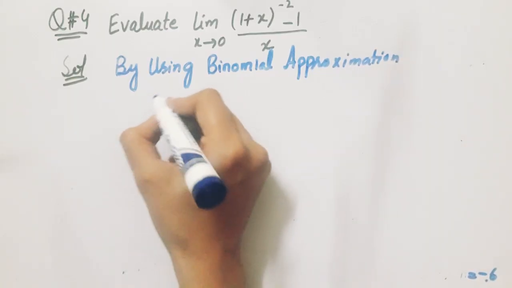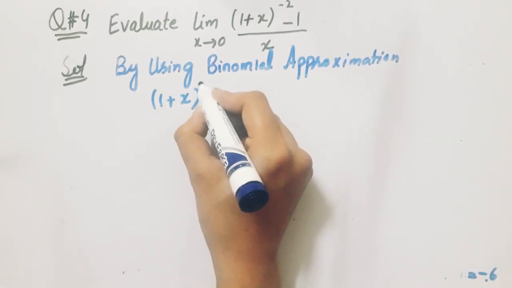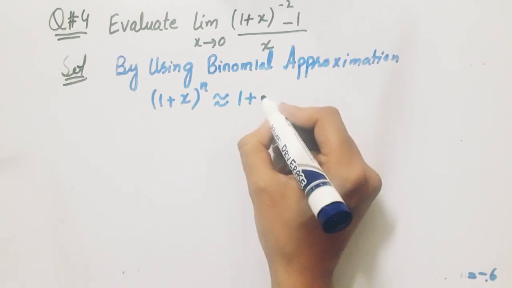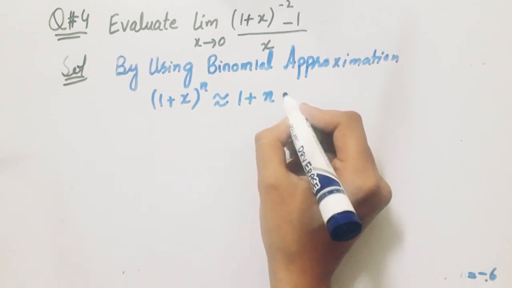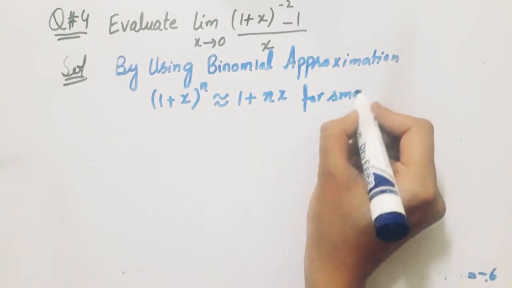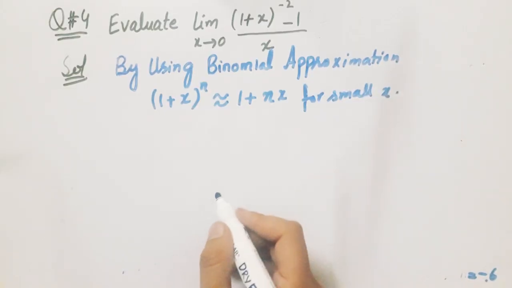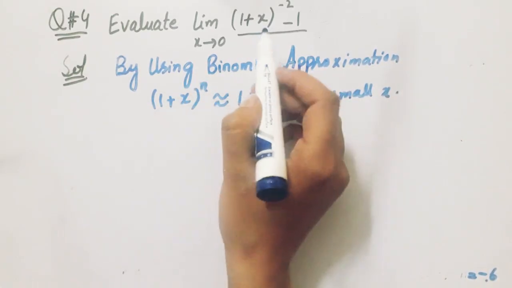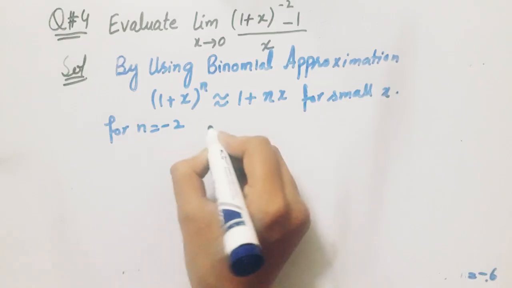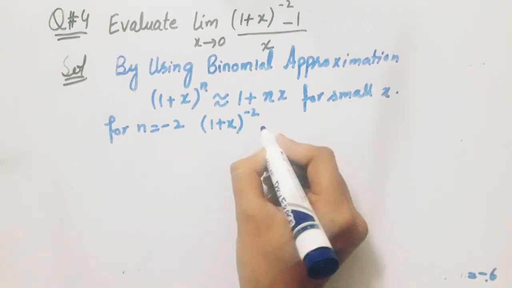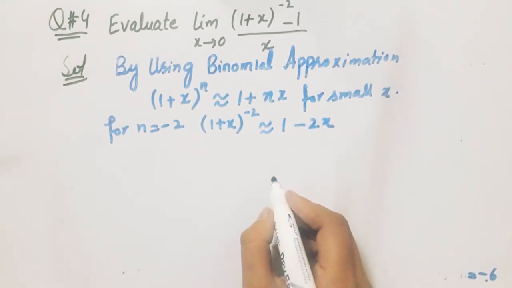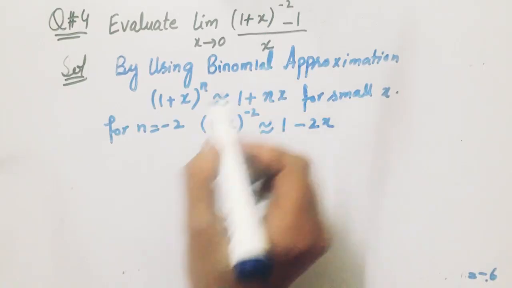You will get (1 + x)^n is approximately equal to 1 + nx, and the condition is for small x. x is very small, so we will apply this approximation here. Here we have n = -2. So for n = -2, (1 + x)^(-2) is approximately equal to 1 - 2x.